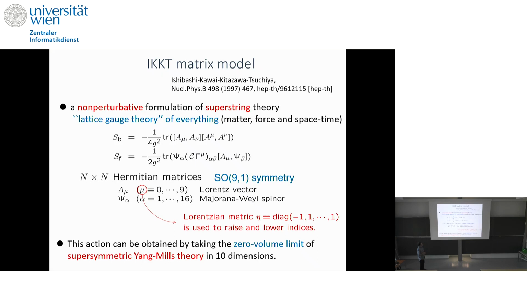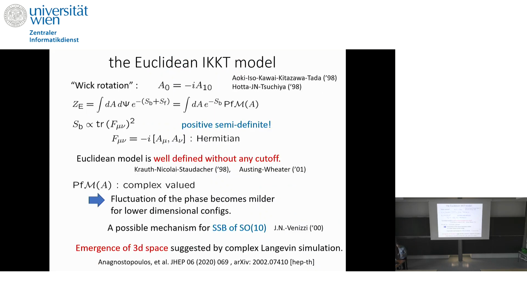And this action can also be obtained, at least formally, by taking the zero volume limit of supersymmetric Yang-Mills theory in 10 dimensions. So if you know Eguchi-Kawai reduction, this is a kind of supersymmetric version of it. Okay. And then for a long time, the Euclidean version of this model has been studied.